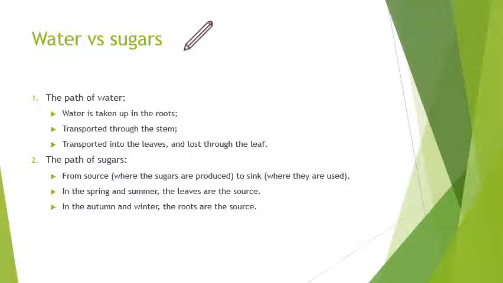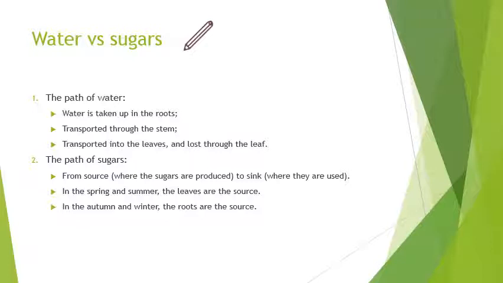Water is always taken up in the roots, it's transported through the stem, and it's transported into the leaves, and then it's lost again through the leaves. Plants take up a lot of water, and you know that some of the water is used in photosynthesis, but that's actually really little. So a lot is lost again, and that happens in the leaves, and we shall see how.